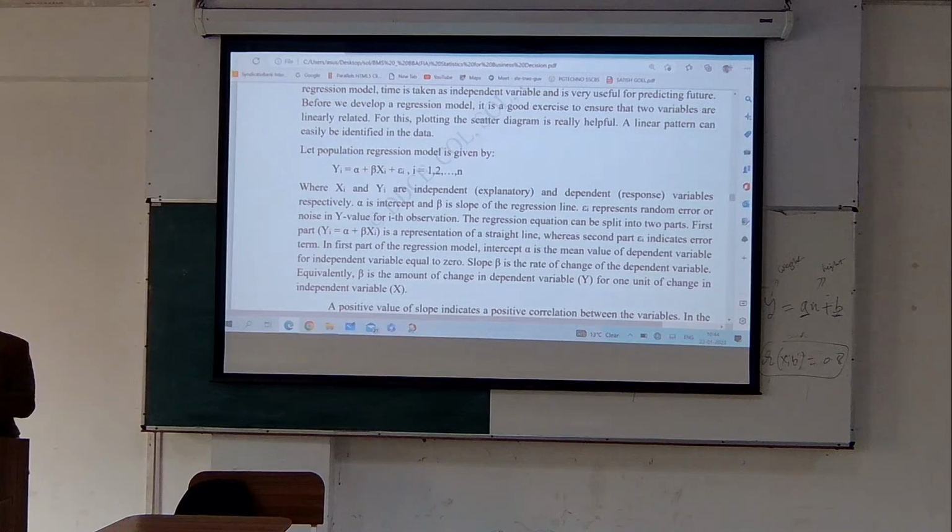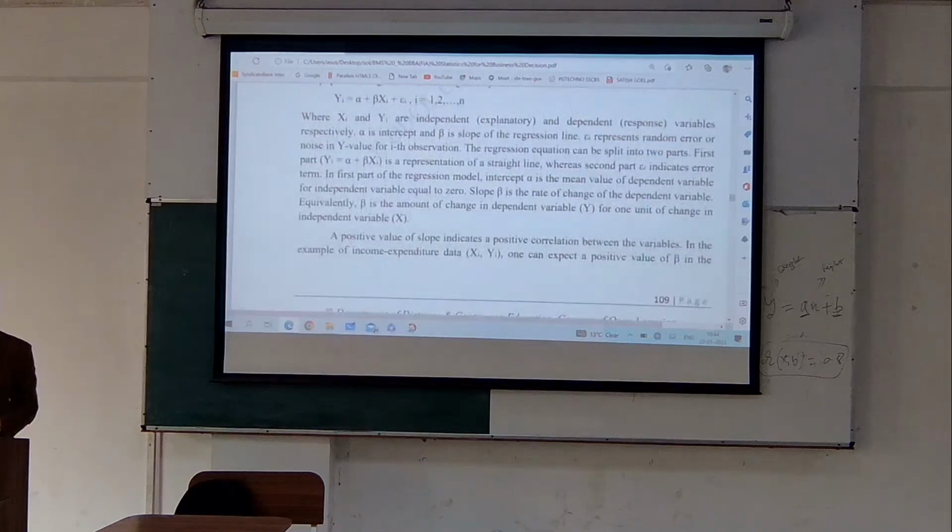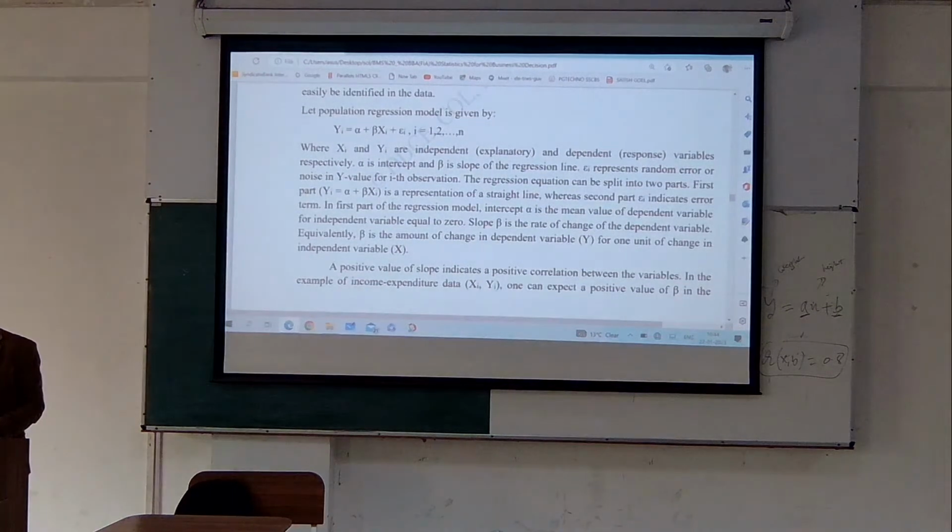So depending upon the relationship, if you have a positive relationship, the slope would be positive. If you have a negative relationship, the slope would be negative. Okay. Further, y is called the dependent variable. y क्या है? Dependent variable और x क्या है? Independent. Because y depends upon x.